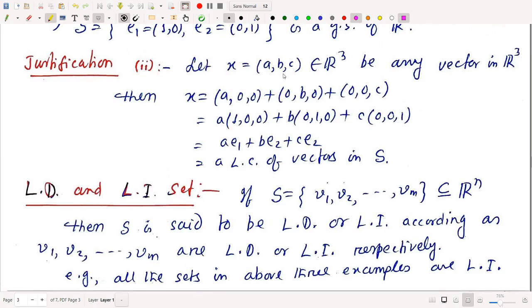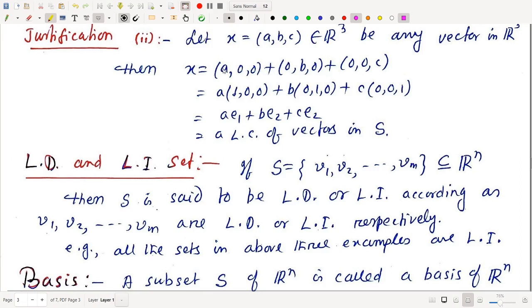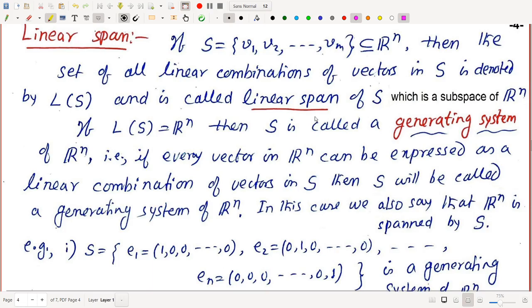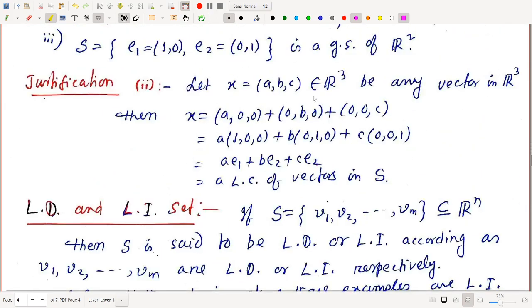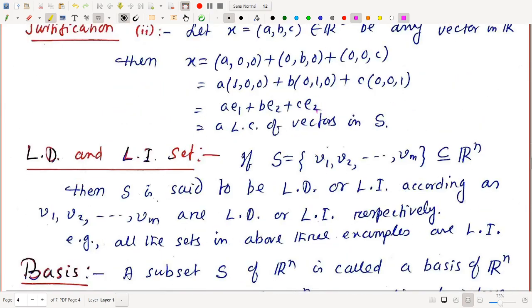Let X equal to the ordered triple (a, b, c) belongs to R cube, be any vector in R cube. Then we can write this X as (a,0,0) plus (0,b,0) plus (0,0,c). If we add these three, we shall get (a,b,c) surely. Now this a we can take out, and (a,0,0) we can write as a into (1,0,0). Similarly, b taken common, it is b into (0,1,0). c taken common, c into (0,0,1). See, it is a into e1 plus b into e2 plus c into e3. It should be e3, not e2.